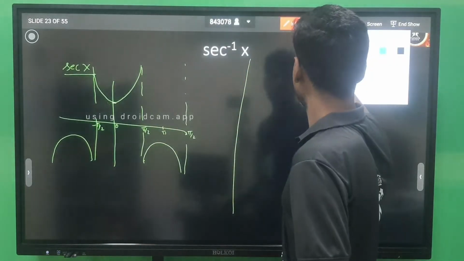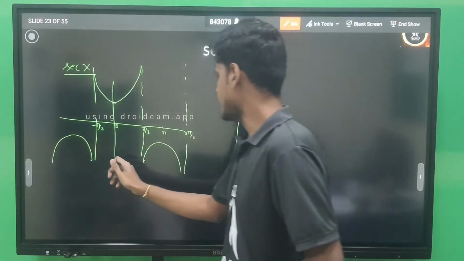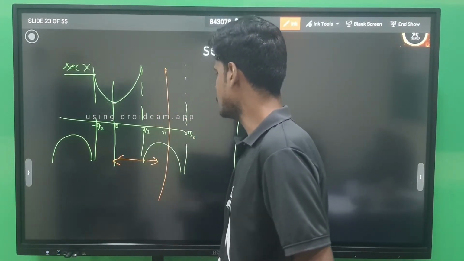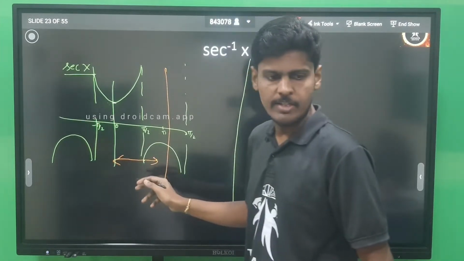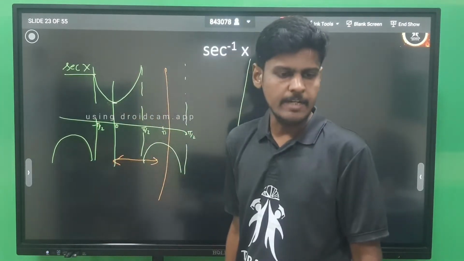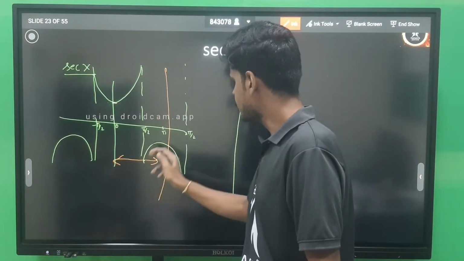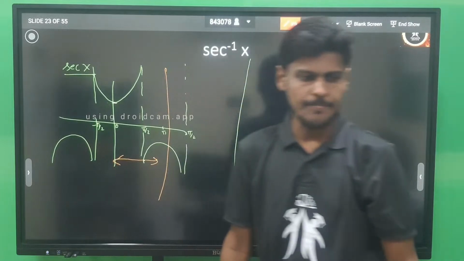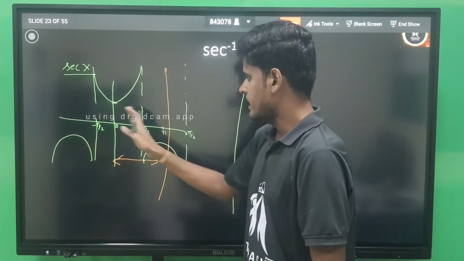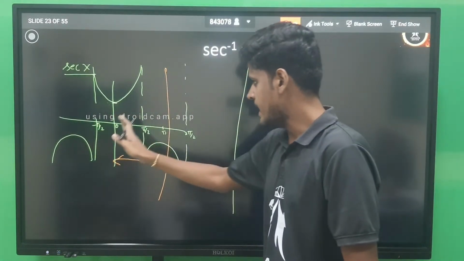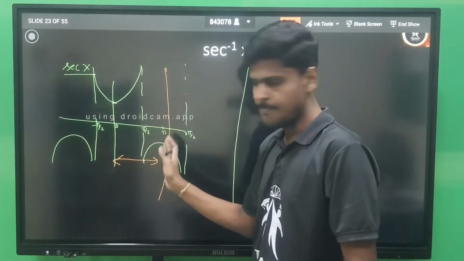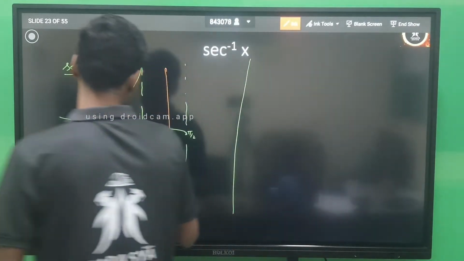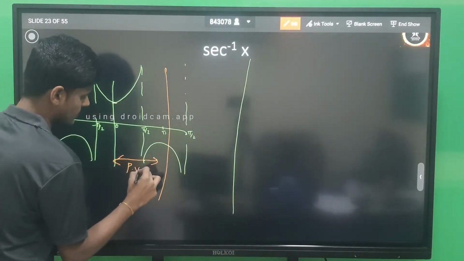So what we will do is take this region 0 to pi. This region covers all the values of secant from 1 to infinity as well as minus infinity to minus 1. Similarly, we can take any interval of length pi. We can take any branch. And if we consider this branch, it has 0 in it and it is on the positive side. So we will take this branch as the principal value branch for secant inverse x.